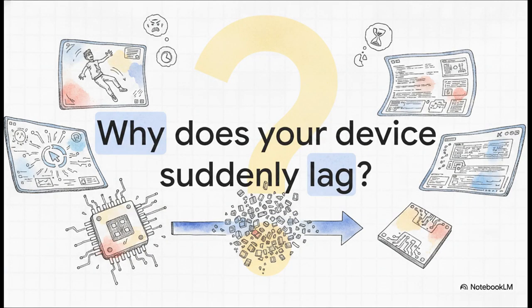We've all been there, right? You're right in the middle of something totally crucial. Typing up an important document, editing a massive video, or maybe you're in the final circle of a really intense game. And then, suddenly, just out of nowhere, everything stutters. The screen freezes, your cursor turns into that dreaded spinning wheel, and your heart just drops. Why does your device suddenly lag like that?